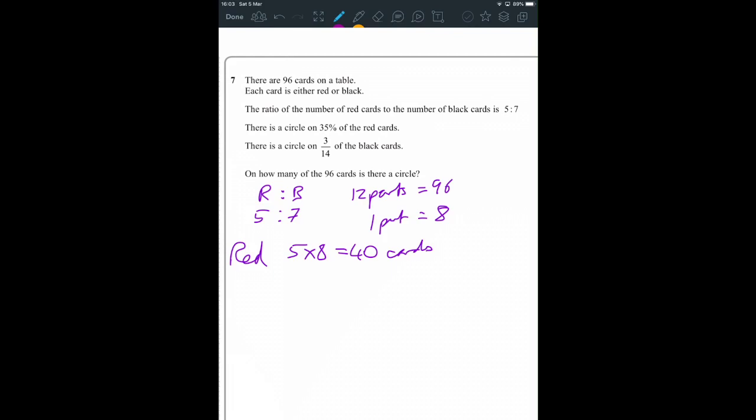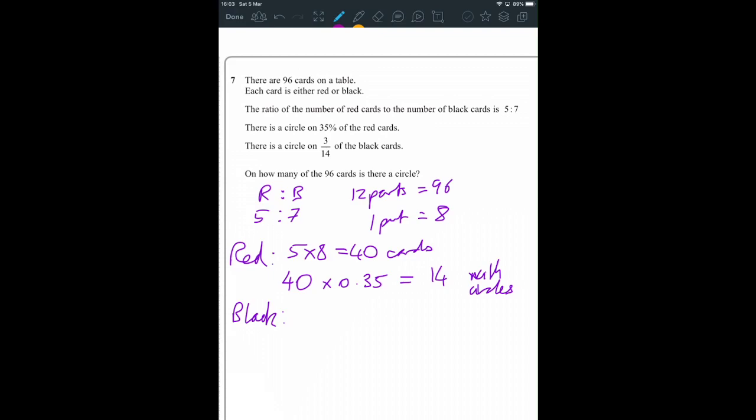35% of these have a circle. To find 35%, we multiply by 0.35. 40 times 0.35 in my calculator is 14 with circles. And notice I am putting these words in for the sake of the examiner and for the sake of myself. If I come back to check this later on, having a few words in your calculations is really useful.